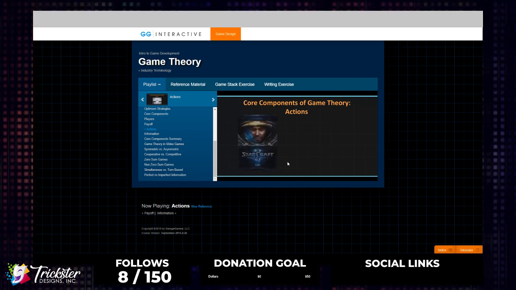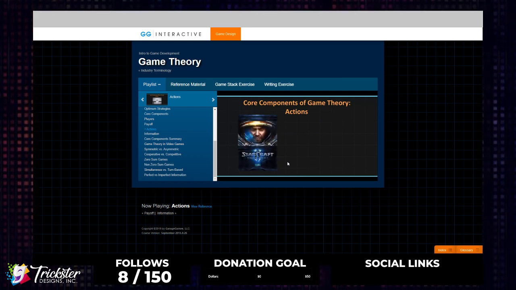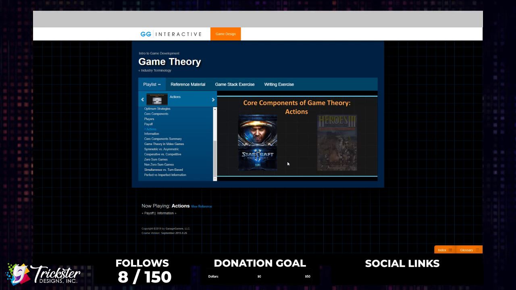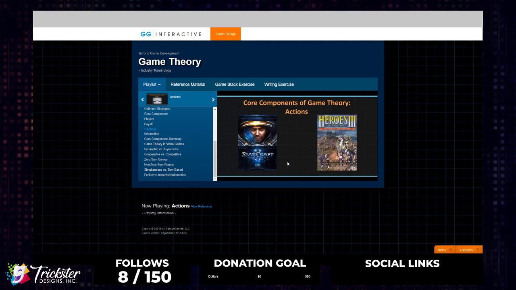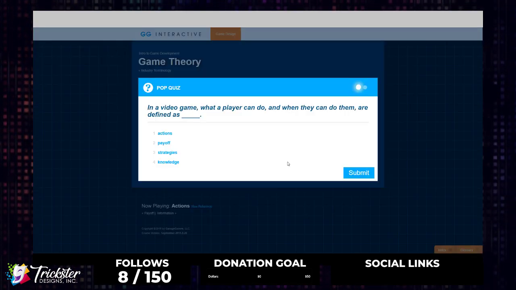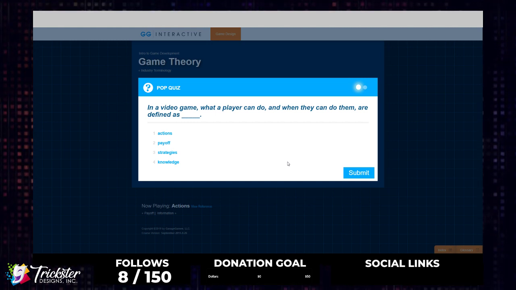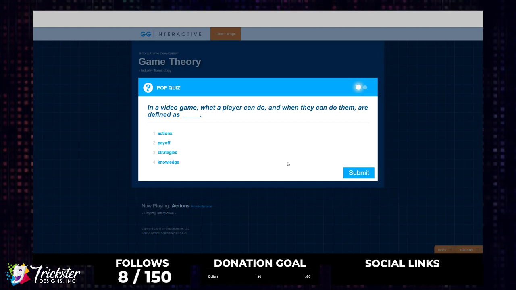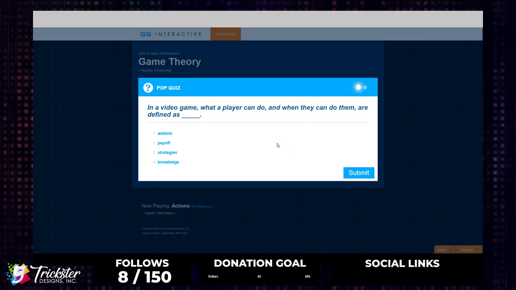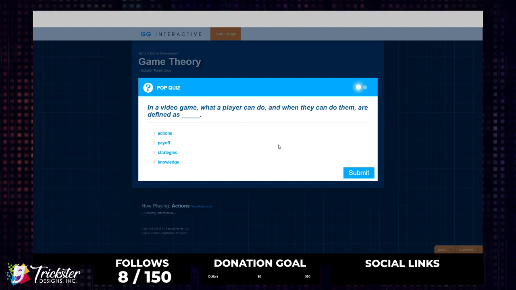Real-time strategy games, such as StarCraft II Wings of Liberty, are perfect examples of simultaneous gameplay, while the Heroes of Might and Magic series utilizes turn-based actions. Yeah, there's other actions such as Quick Time! Thank you, God of War.